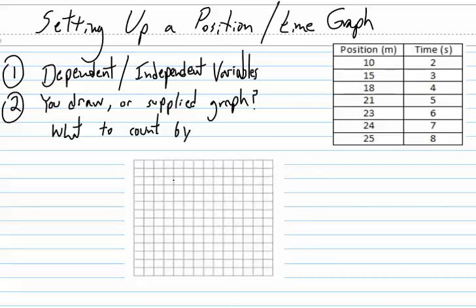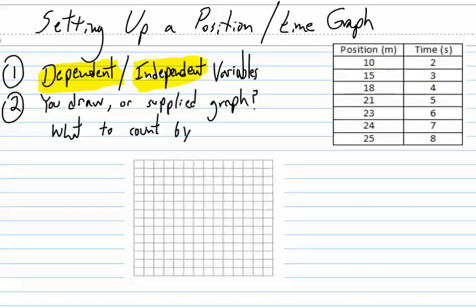Well, you've got to decide where you're going to put position, where you're going to put time, which one goes on the side, which one goes on the bottom. So just a really quick little lesson on the variables. The dependent variable goes on the y-axis, that's up and down, and the independent variable goes on the x-axis, that's from side to side. So how do you tell which is which?